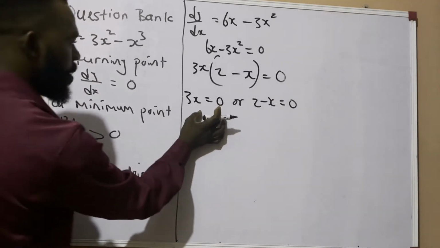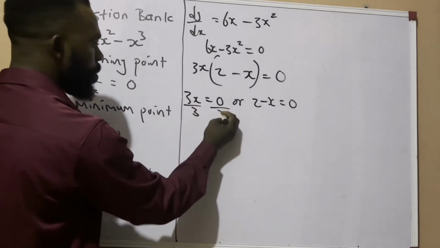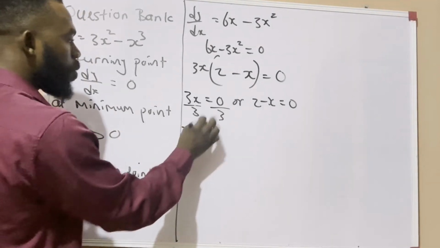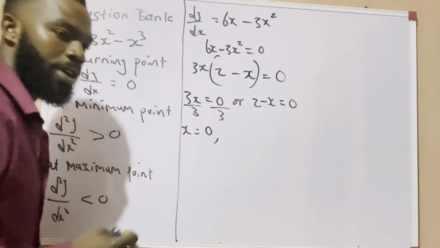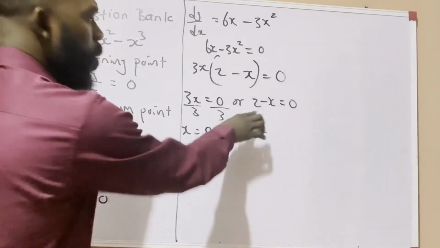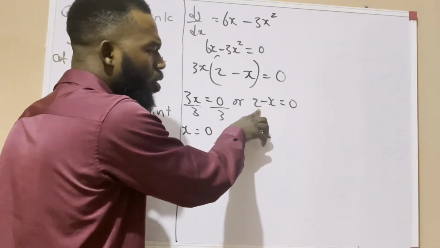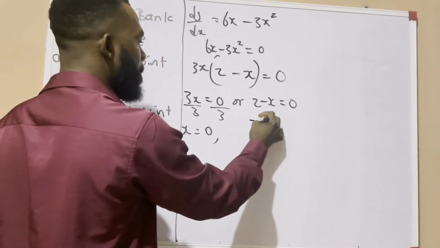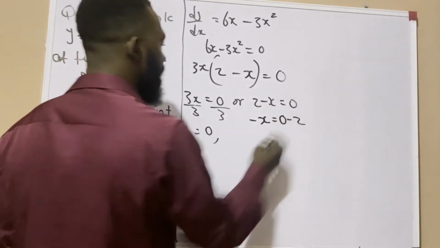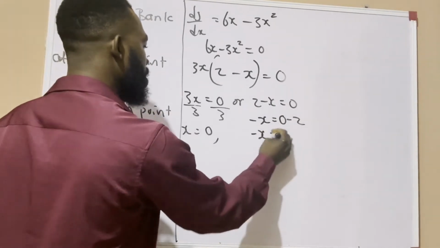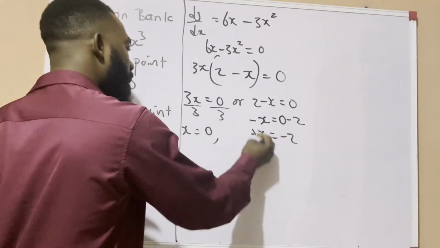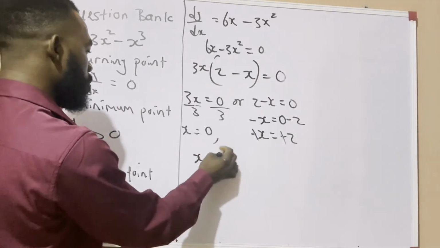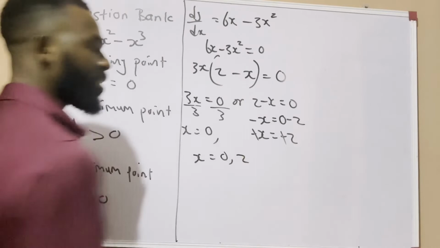Now, from this place, I will divide both sides by 3, so I can make x the subject of the formula. So x is equal to 0 divided by 3, which is 0. Now, at this other side, I will collect like terms, because I can't remove x from 2. So when 2 crosses, minus x is equal to 0 minus 2. Minus x is equal to minus 2. Now when minus cancels minus, it means x is equal to 0, comma, and the other answer here is x is equal to 2.